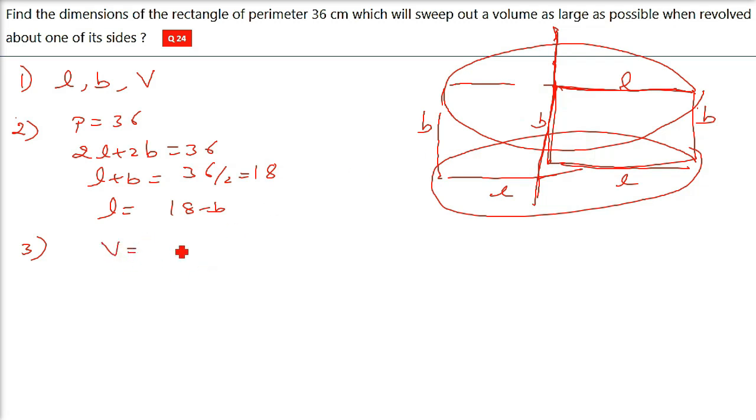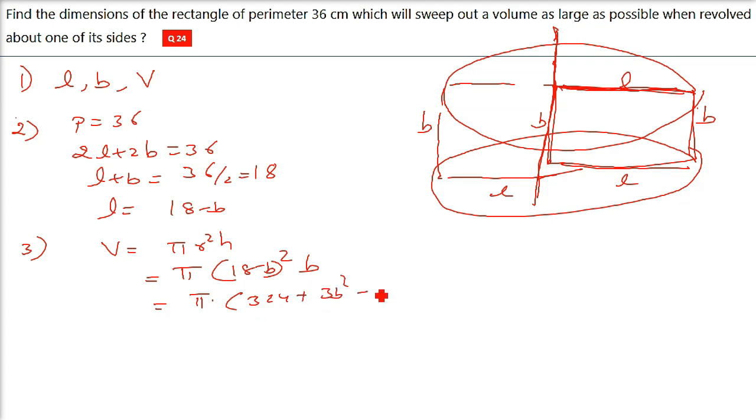Volume is what? Pi r square h is the volume of the right circular cylinder. Here r is your L, so this is pi r square h, pi into 18 minus b whole square into h. H is what? B. When we differentiate it, dV by dB we have to find. You can do it by multiplying b inside, or opening 18 minus b whole square. So 18 minus b whole square has to be opened, multiplied by b, and then differentiated. When you multiply 18 minus b whole square into b, you will get this expression.